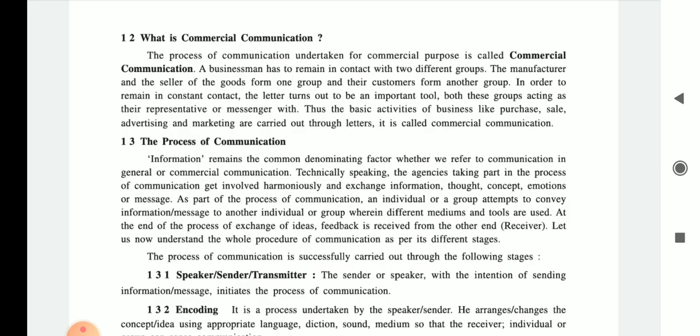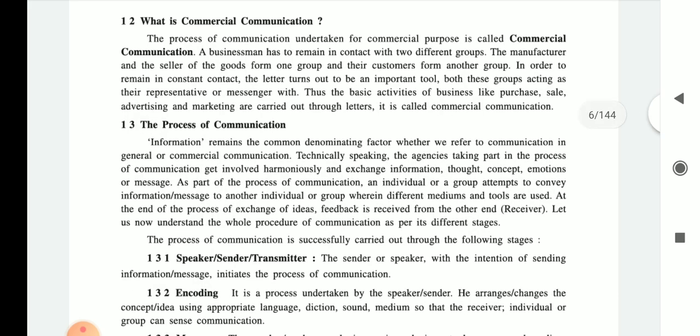The businessman has to remain in contact with two different groups. See, friend, the businessman has to remain in touch with two groups. The first is the manufacturer and the seller of the goods, which form one group, and the customers form the other group. The first group is the manufacturer and the seller, and the next one is the customer group.